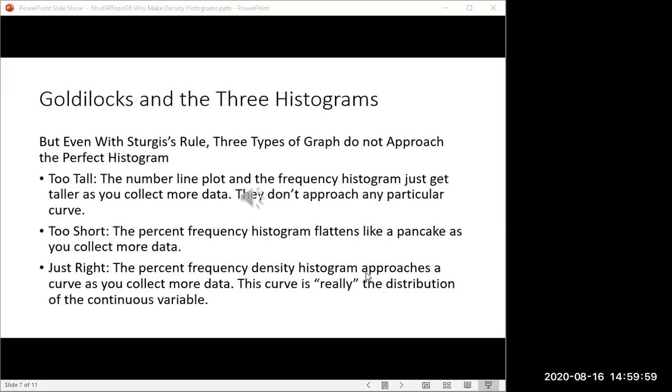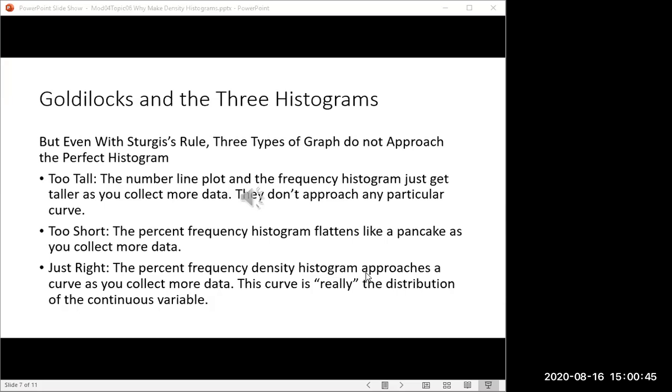The 3 kinds of graph that we've learned about, even if you use Sturgis's rule, do not approach the perfect histogram. The number line plot and the frequency histogram just get taller as you collect more data. The number of individuals in each class is growing, and that makes the graph just keep getting taller. It does not approach any particular curve. On the other hand, the percent frequency histogram tends to flatten out like a pancake as you collect more data.